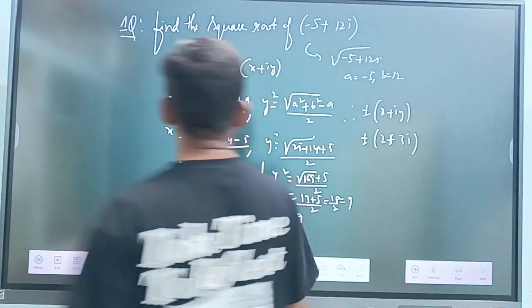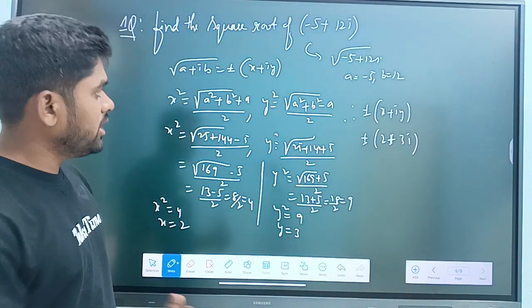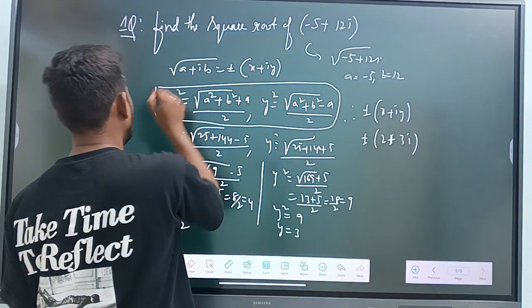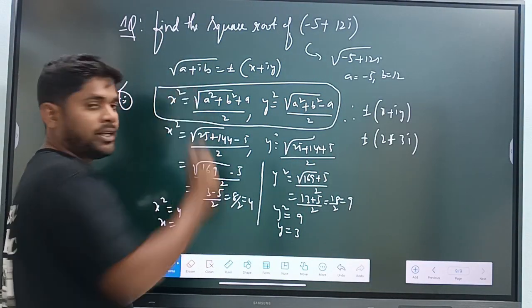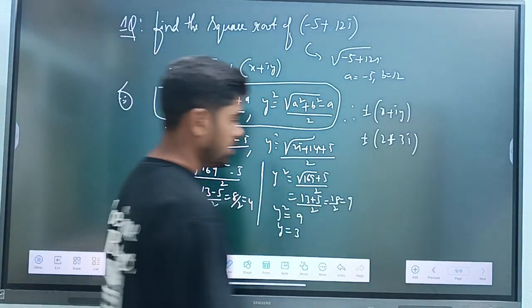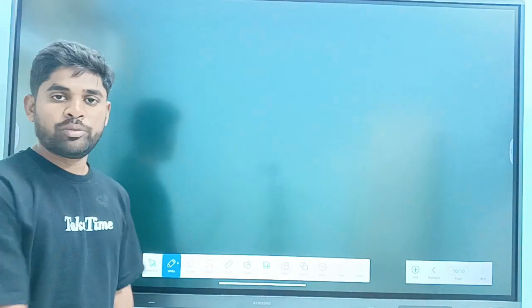So this is how the square root of a complex number is always a complex number. But you need to remember the formula. Without the formula, doing it is a big task, time consuming, and you cannot simplify it. So this is one of the paper questions. So try to watch and revise the concept so that it becomes easy.